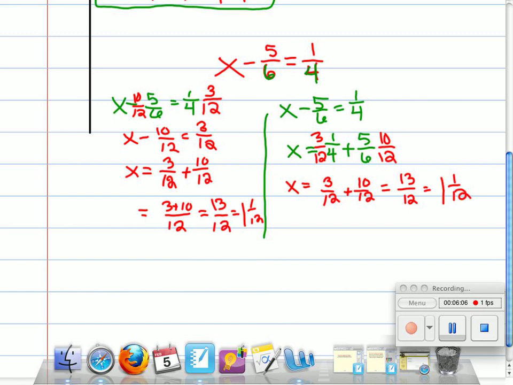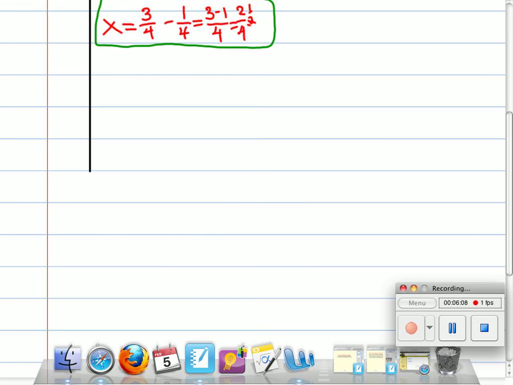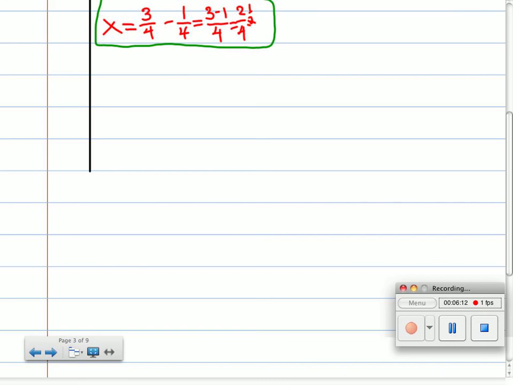Okay, we're going to do another problem, and I want you to practice this one. If I have x plus 3/7 is equal to 5/7, I want you to practice that one quick.